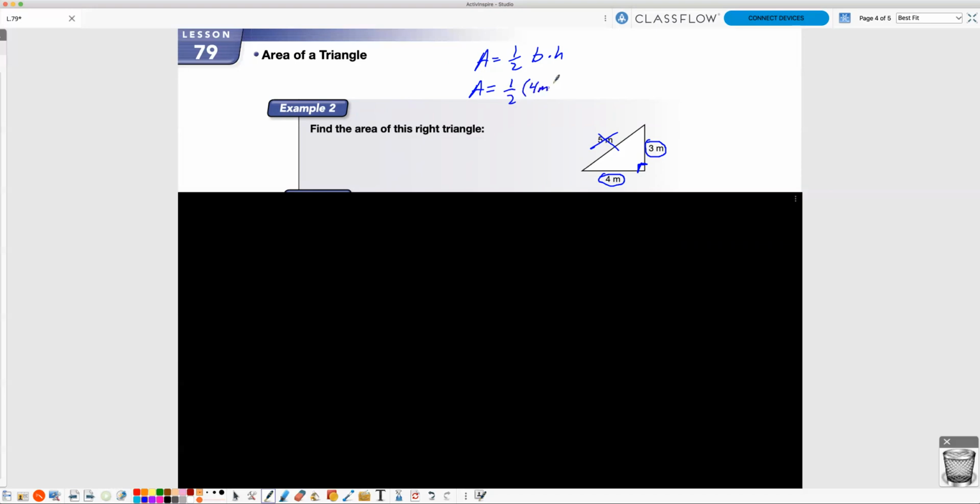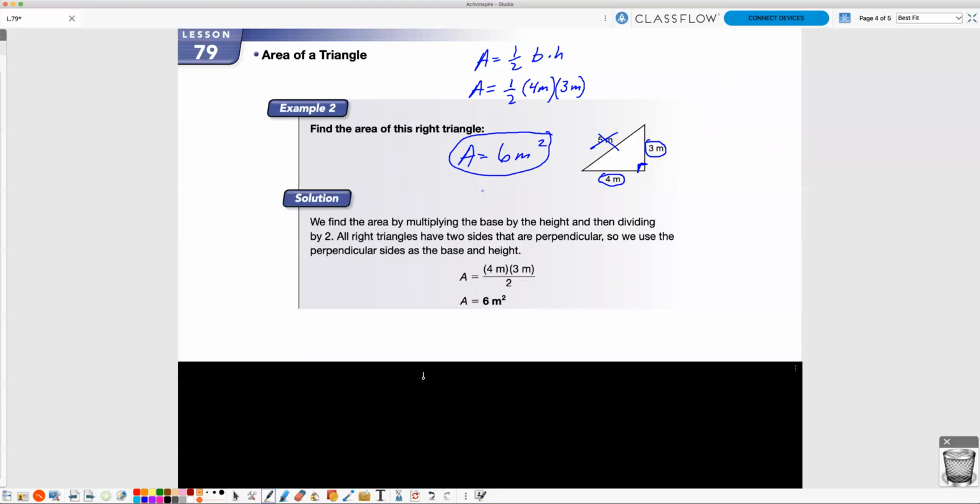So 4 meters, and that would be times 3 meters. So you have 4 times 3, which is 12, times 1/2. You know what half of 12 is, hopefully. So the area of this would be 6 meters squared, because 4 times 3 is 12. Meters times meters would be meters squared, and half of 12 is 6. So that would be your final answer on that one.